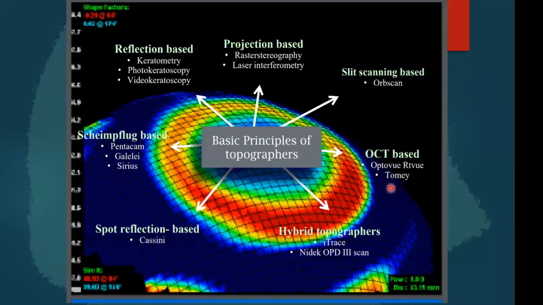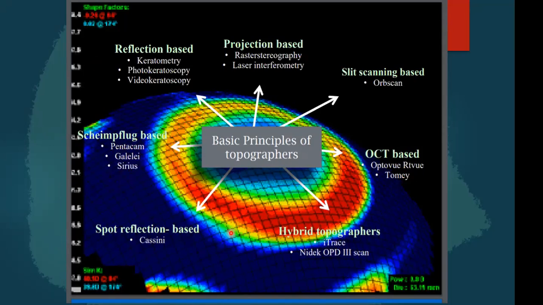The other is the OCT based, which uses the same principle like that in a normal OCT, which is the OptoView and the TOMI scan. Then you have Scheimpflug based, which is the gold standard topographers, which includes the Pentacam. And recently we've had the Galilei and Sirius also, which are Scheimpflug based, but they have an addition of a Placido image also. And then you have a spot reflection based, which is the Cassini.